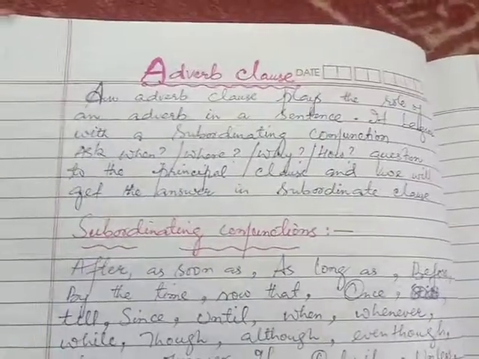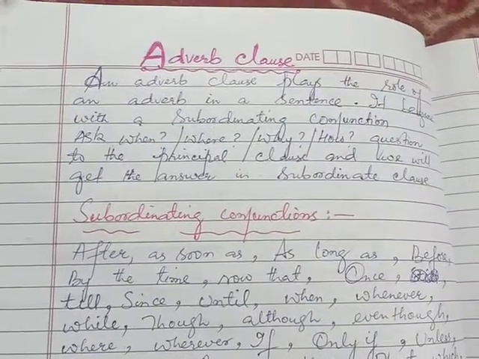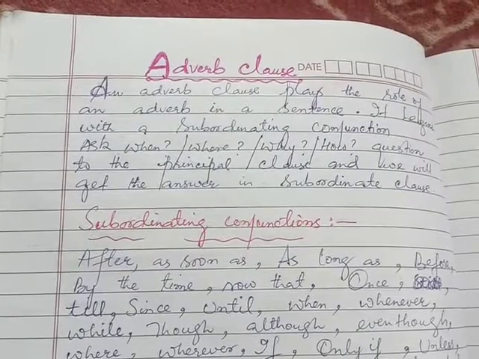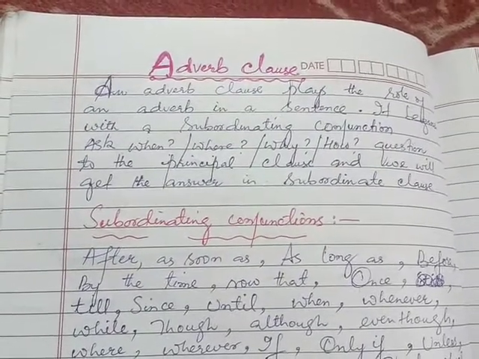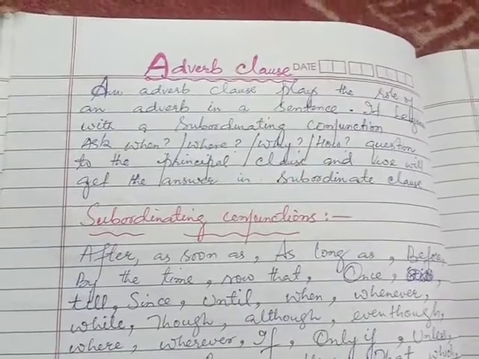Now let's move towards adverb clauses. Look here, my dear students. First of all, I will tell you what an adverb is. An adverb actually gives us information about verbs, adverbs, or adjectives. For example: always, slowly, very, enough, unfortunately, and hundreds and thousands of other examples.